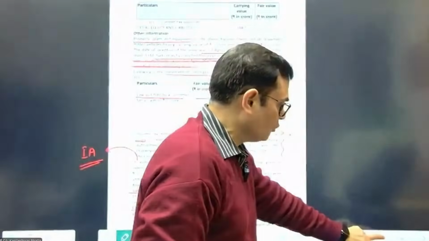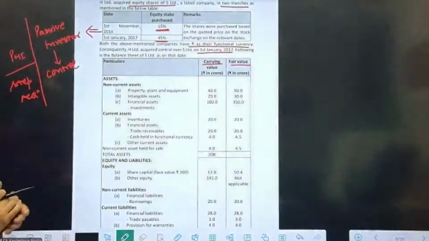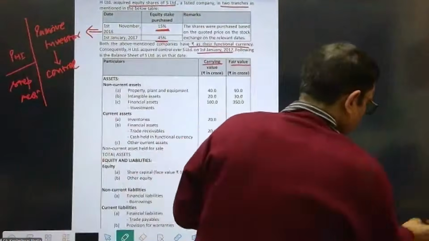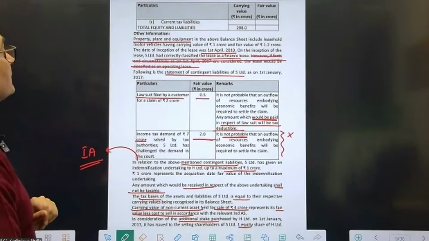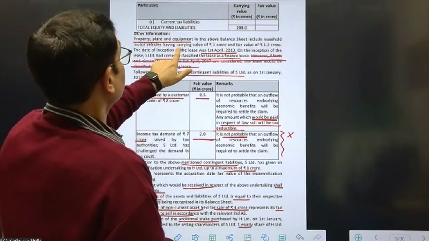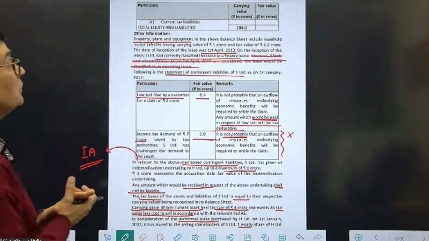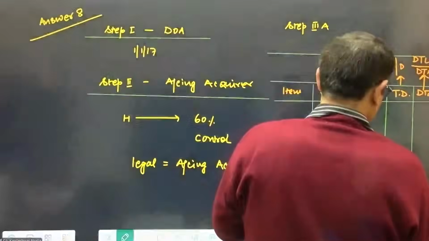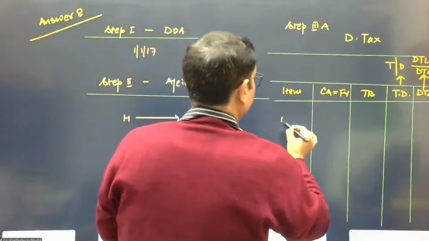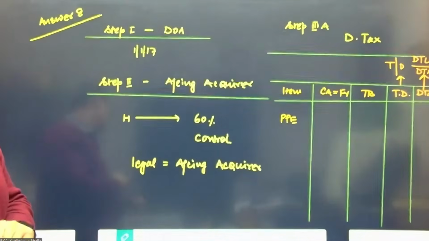So let's make a scrutiny of all the items one by one. Nothing given out here on the first page. Now, we need to consider the items in this case. So I think the very first item which we can see is the property, plant, equipment. It says that there is a carrying value of 1 crore, but the fair value is supposed to be 1.2 crores. So PPE is the very first item, and this is a fair value of 1.2 crores in this case.